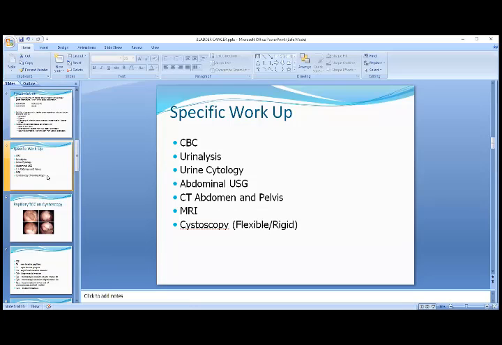Abdominal ultrasonography is a non-invasive and readily available investigation, which will immediately give you a clue. But to pick up bladder malignancy, you will have to fill the bladder of the patient so that the malignancy becomes apparent. Otherwise, if the bladder is empty, you will not be able to appreciate the malignancy.